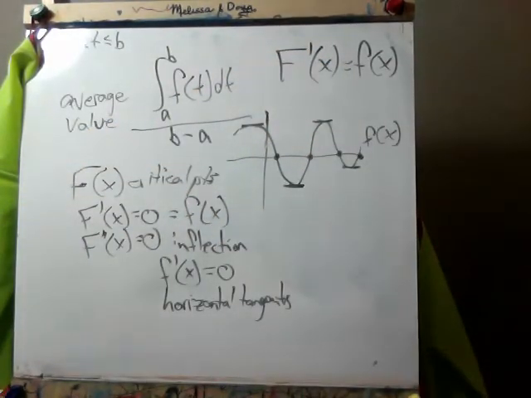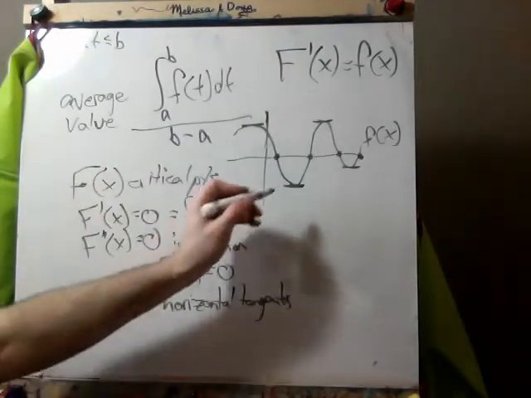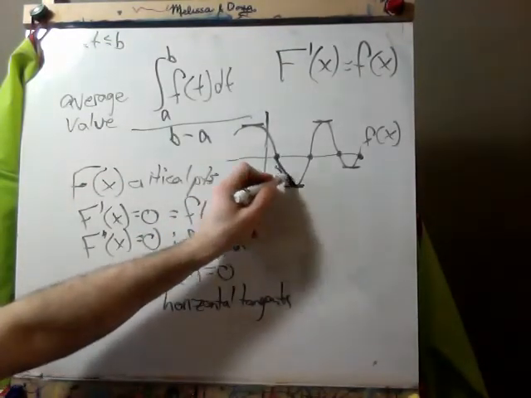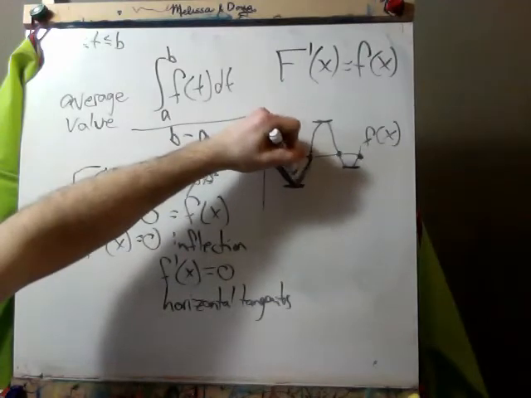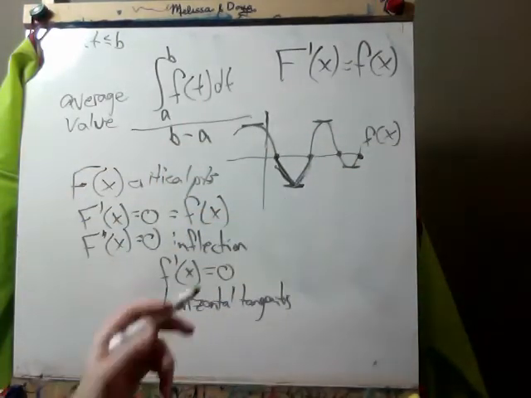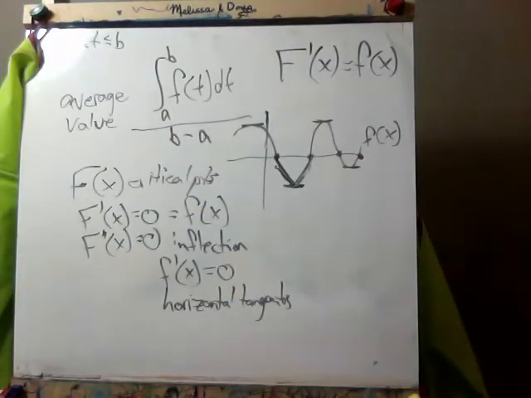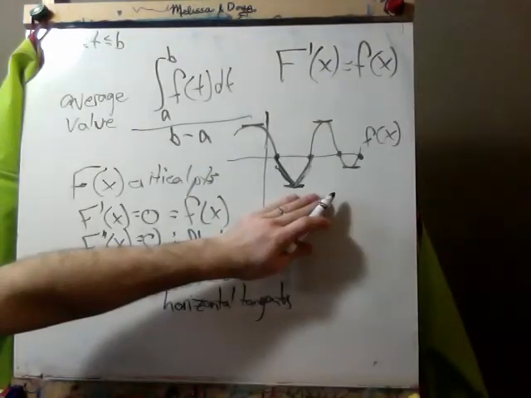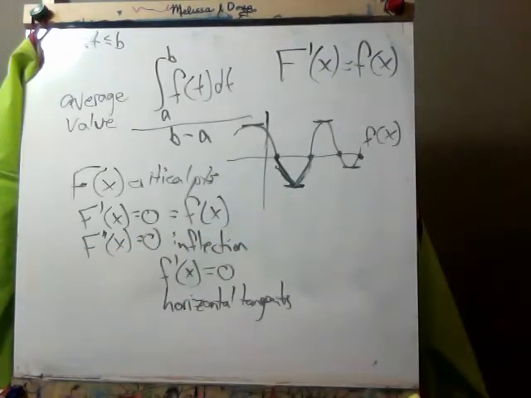Now this also works if this was a corner or a cusp. That would still end up being a local min for us, so it would be a critical point or a possible inflection point. Okay. Good. And then just one last bit here.